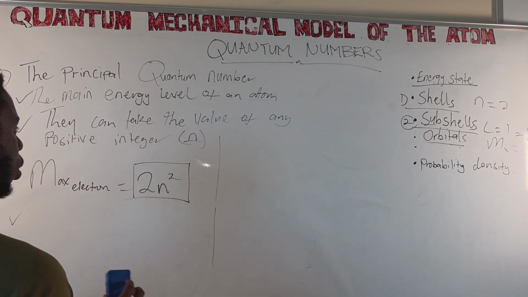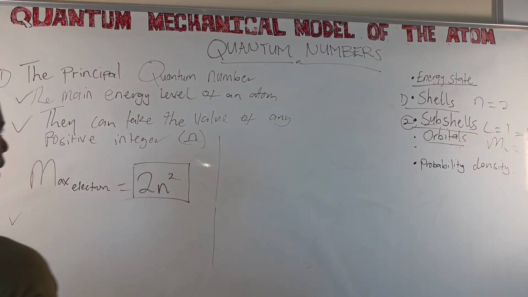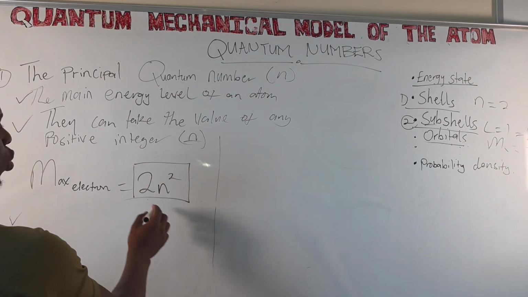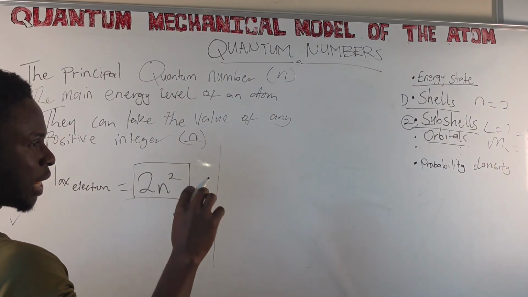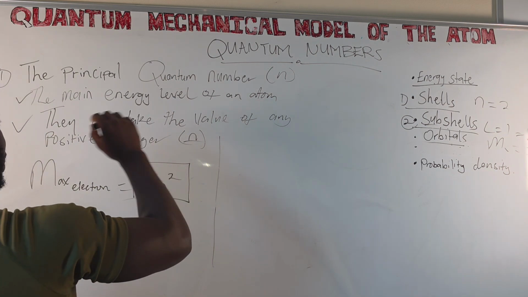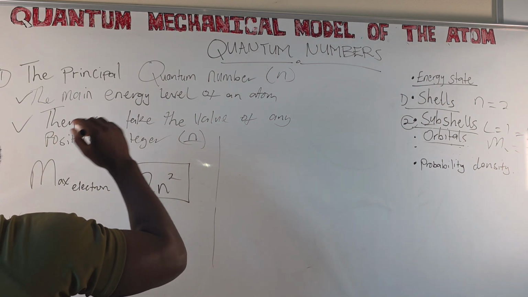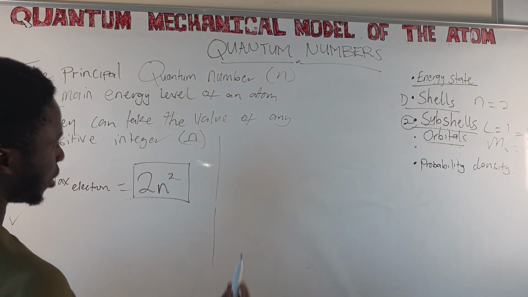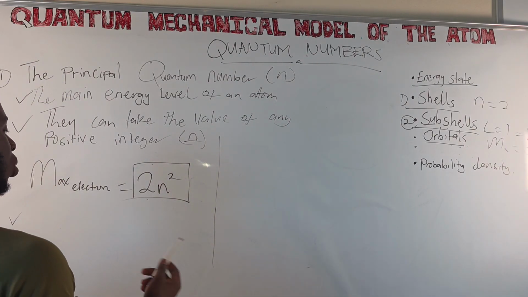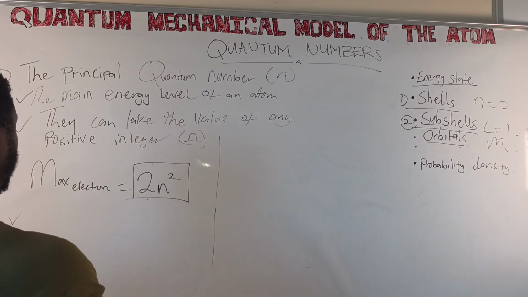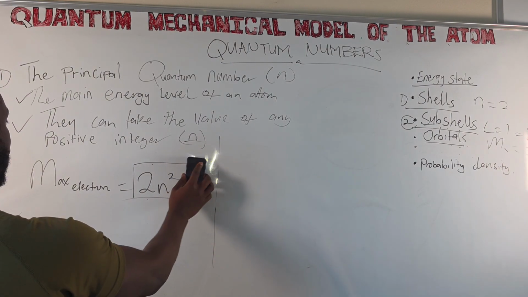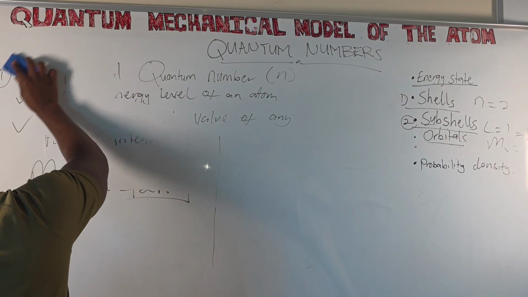So that is the principal quantum number for you, demarcated by the letter n. And then the maximum is 2n squared. These are the two main important things you need to remember: it is the main energy level, and it takes on any positive integer. But the most important thing is that the maximum amount of electrons it can hold is 2n raised to the power 2.